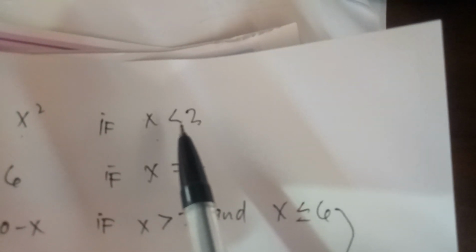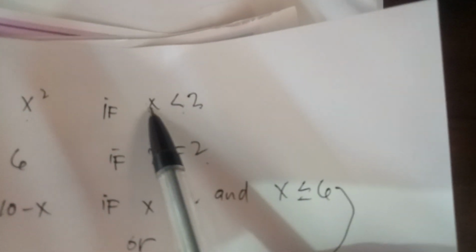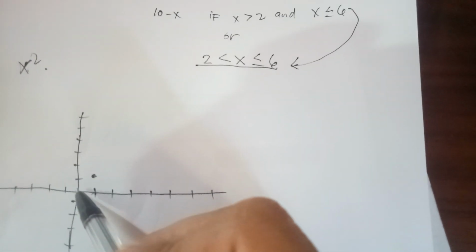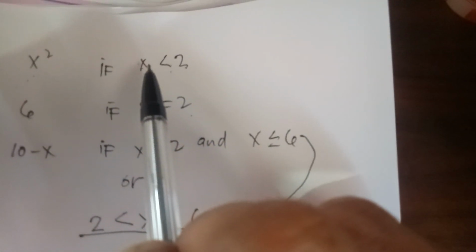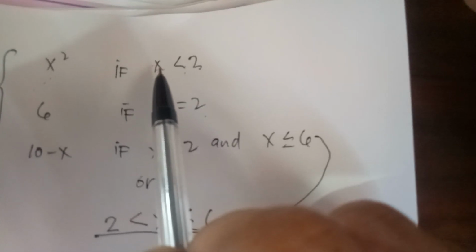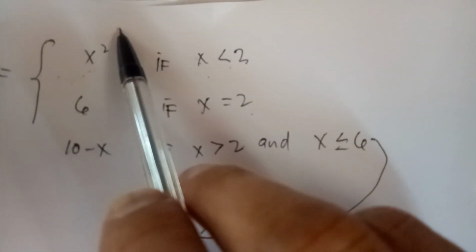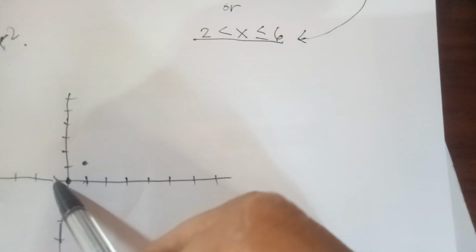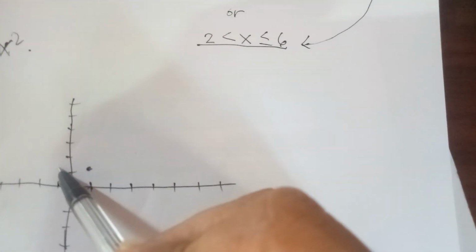Another value of x less than 2, let us have 0. What is 0 squared? 0. If x is 0, y is also 0. It must be at the origin. If x is negative 1, is it less than 2? Yes. Negative 1 squared is positive 1. So x is negative 1, and y is positive 1.